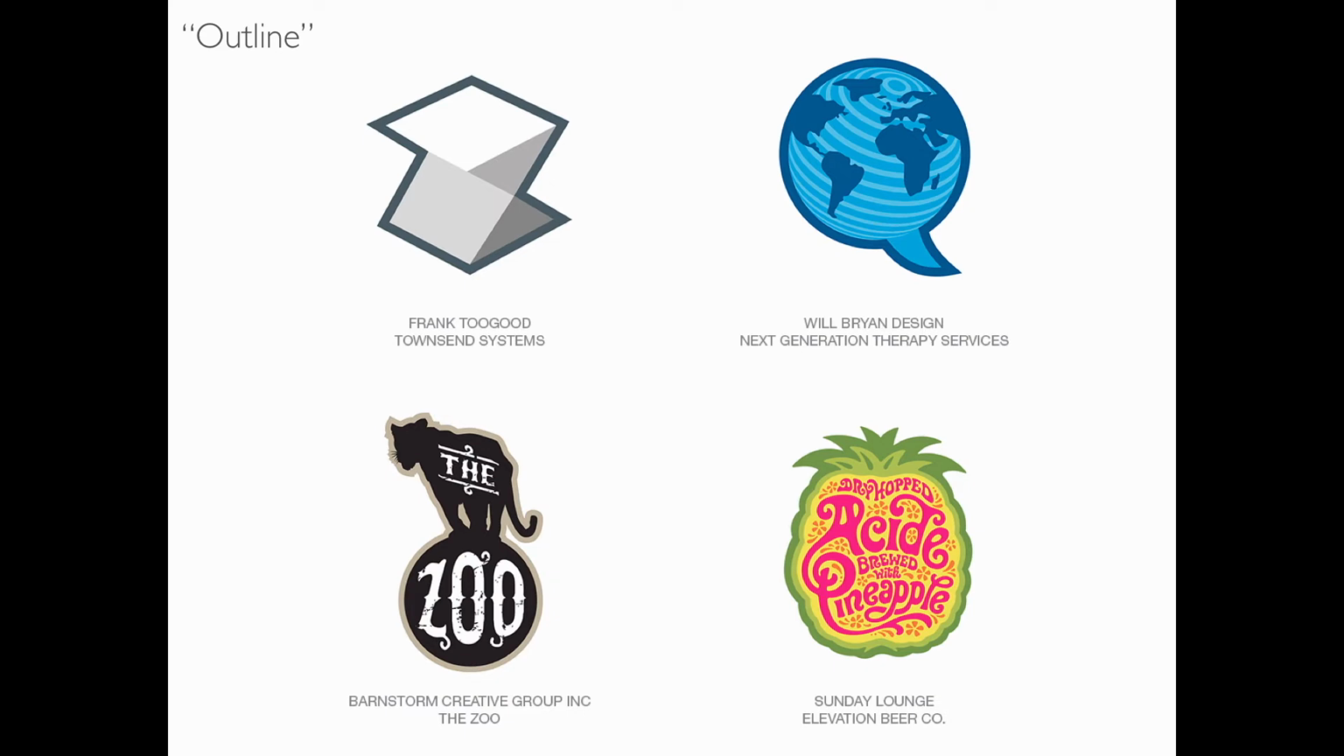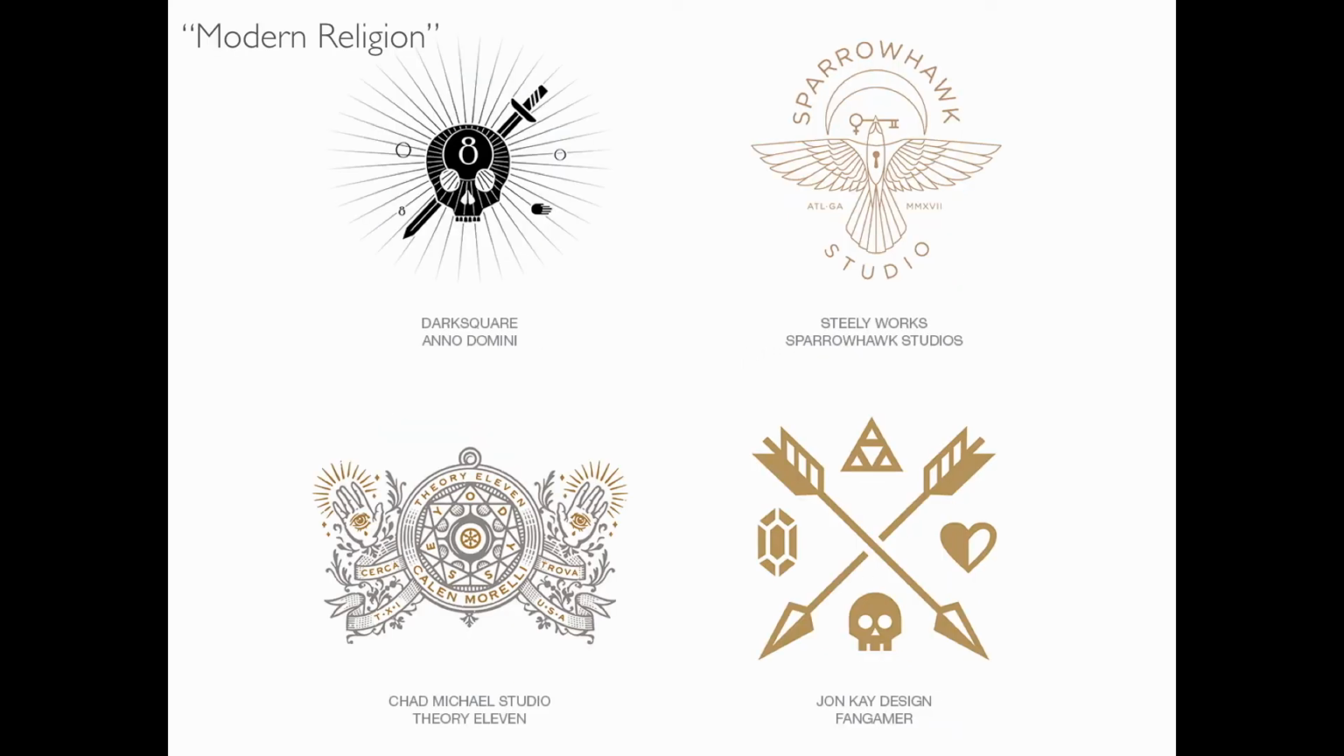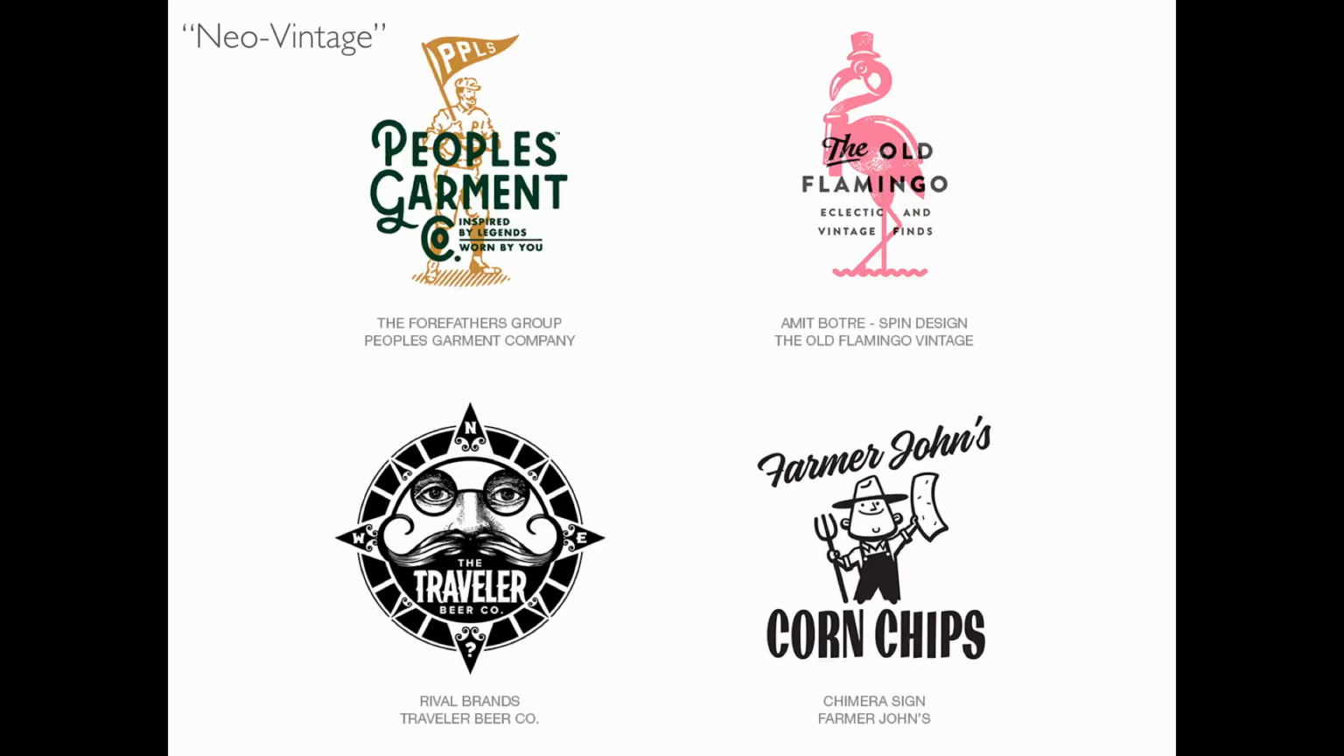All of these have that big, thick outline. There's actually a lot of big, thick lines in the 2018 design trends. So they're showing a lot of those big, thick lines as part of the logos. They call this one the modern religion. Lots of skulls and arrows and that sort of thing. Very light line weight. Neo-vintage.